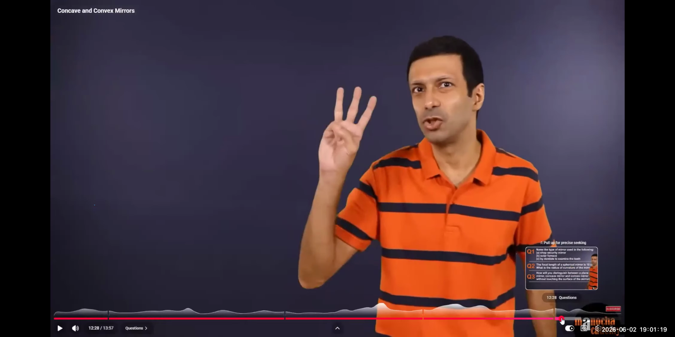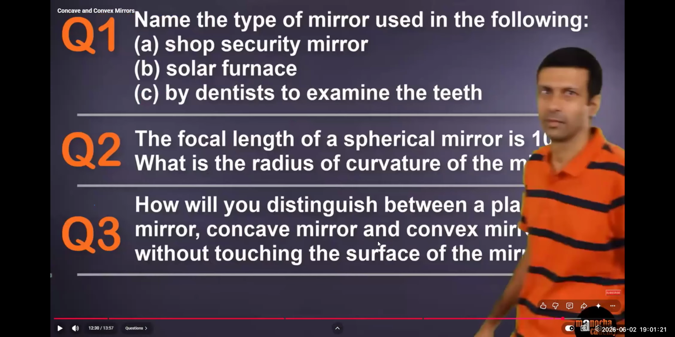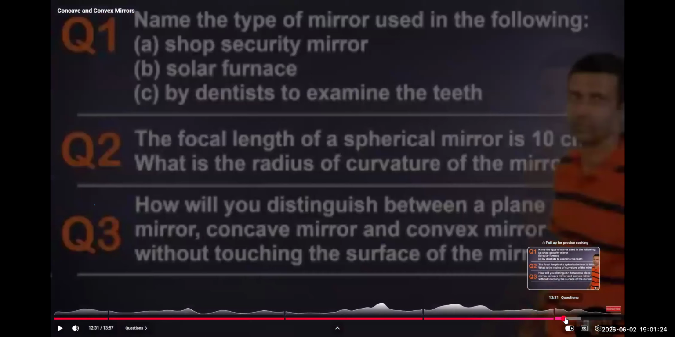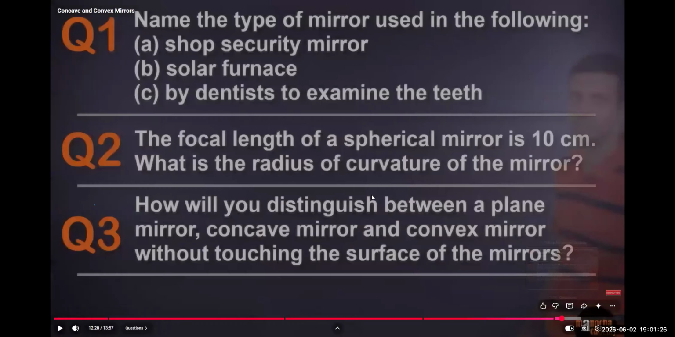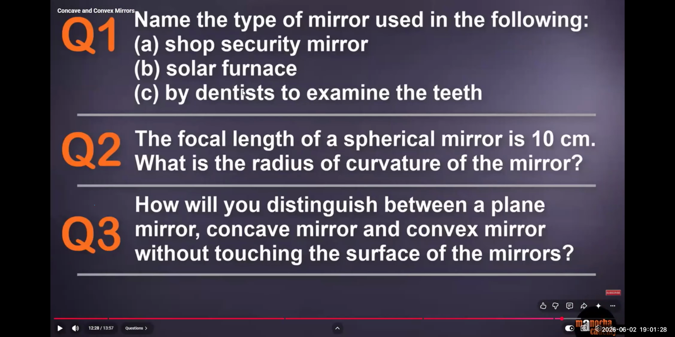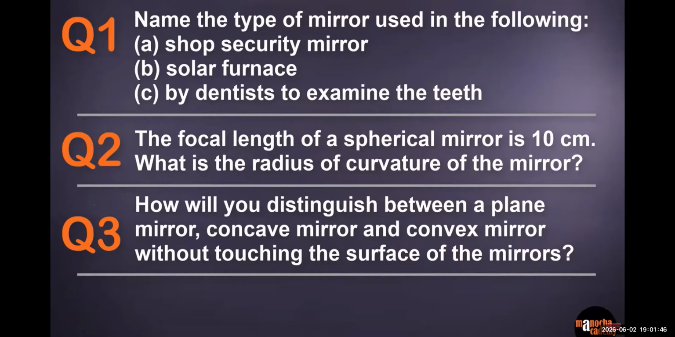We are trying to find out the answers to these questions. Solar furnace, what is the type of mirror there? Concave or convex? Concave. Okay. Next, the mirror used by a dentist to examine the teeth. Concave or convex? Concave, it's like a spoon.